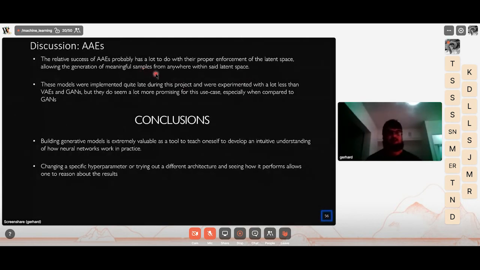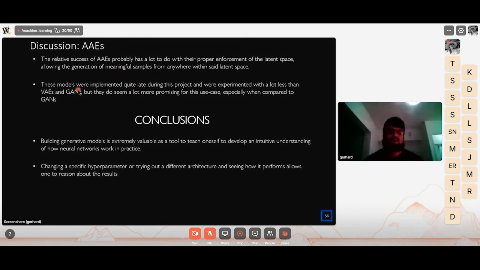And like I said, the relative success of the adversarial autoencoders probably has a lot to do with the proper enforcement of the latent space. So you can generate meaningful examples from anywhere within your latent space. And yeah, I'm quite sad that I only got to these models quite late during my project, so I didn't get as much time to experiment with them as compared to VAEs and GANs, but I think that they're the most promising area for continued research.